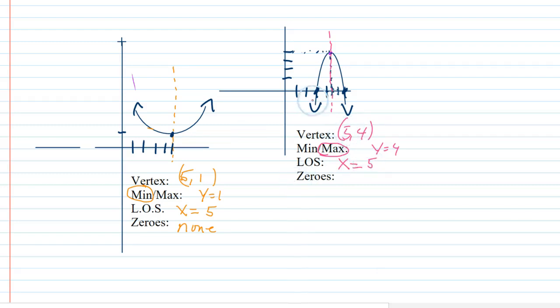Then zeros. So look for where it crosses. It crosses at 3 and it crosses at 7. So you would say (3, 0) and (7, 0).